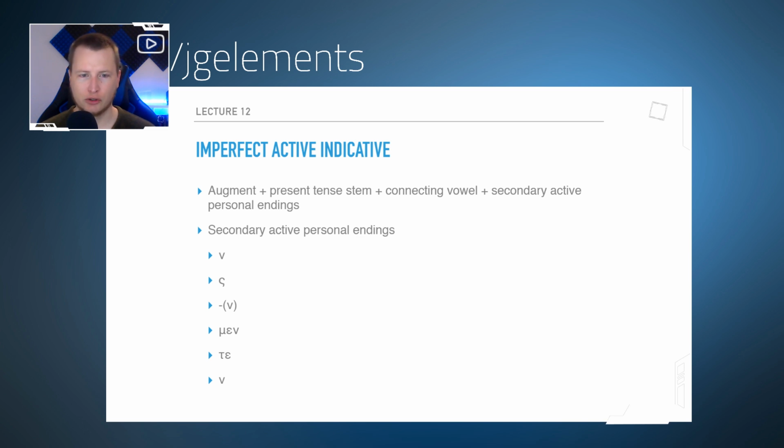Okay? So the two clues that you're dealing with imperfect is the augment and the secondary active personal endings. What are the secondary active personal endings? First person singular ends in a nu. Second person singular ends in sigma. Third person singular has no ending, or it could end in a nu. First person plural ends in men. Second person plural ends in te. And third person plural ends in a nu. Okay?